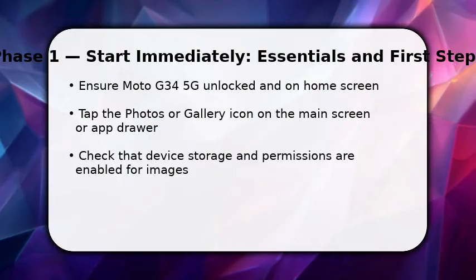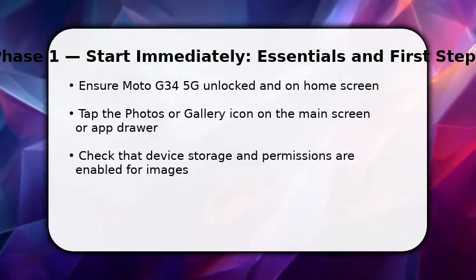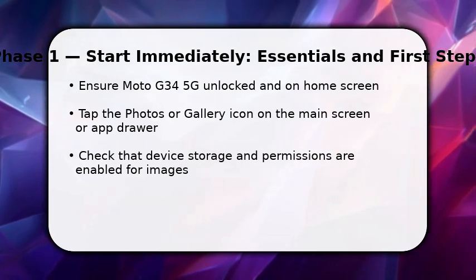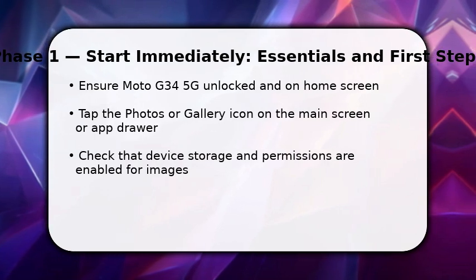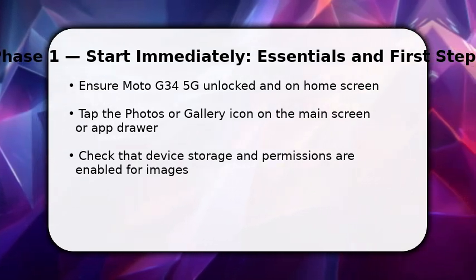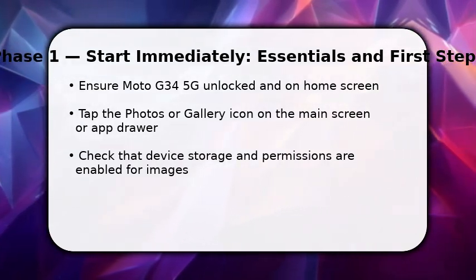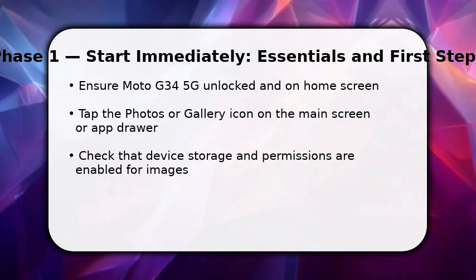Enjoy the video. You start by unlocking the Moto G34 5G and locating the Photos or Gallery app. This is what organizes your images. Once done, tap the icon from the home screen or open the app drawer and find it alphabetically.